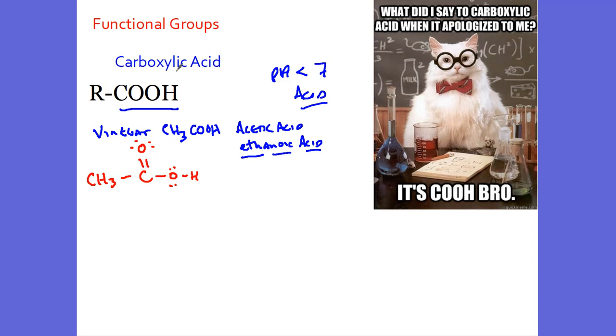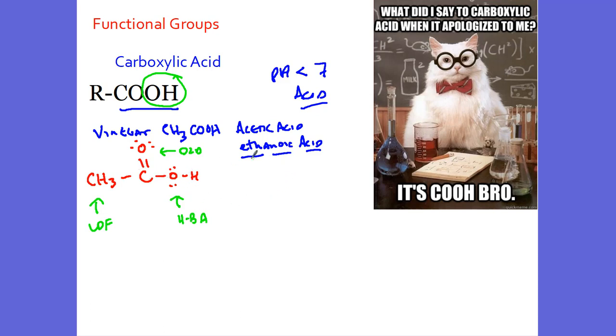And so you can see right here, we have some London dispersion forces, like everything has London dispersion forces. We have some dipole to dipole right here, but then on the end here we have some hydrogen bonding attractions. So carboxylic acids will have hydrogen bonding attractions because of that OH on the end there. Okay, but they all look the same.